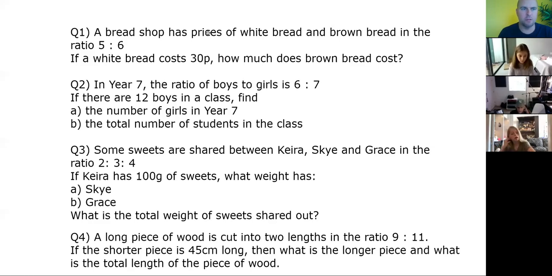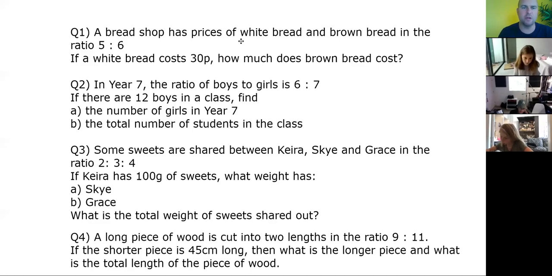Okay, let's go through our answers then. So question 1, a bread shop has pieces of white bread and brown bread in the ratio 5 to 6. If a white bread costs 30p, how much does brown bread cost? What was the answer, Sky? 36. 36p, good.